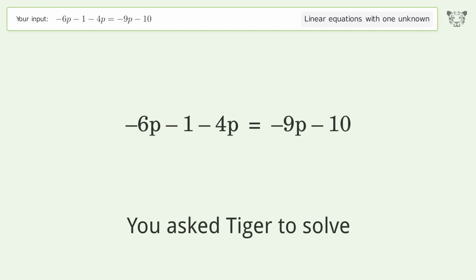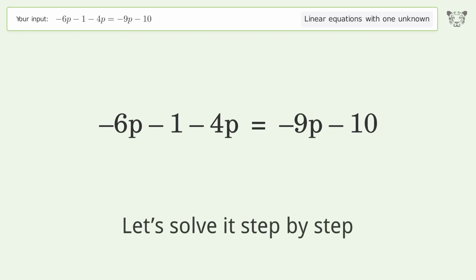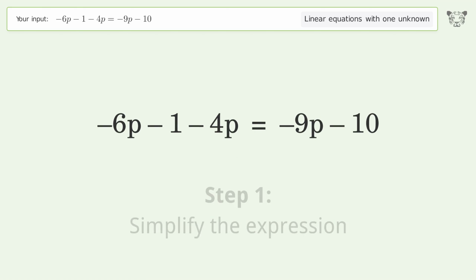You ask Tiger to solve this. This deals with linear equations with one unknown. The final result is p equals 9. Let's solve it step by step. Simplify the expression. Group like terms.